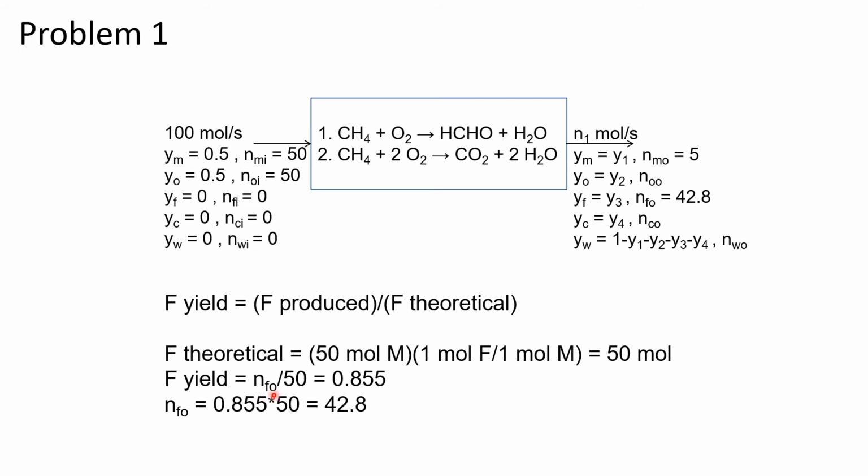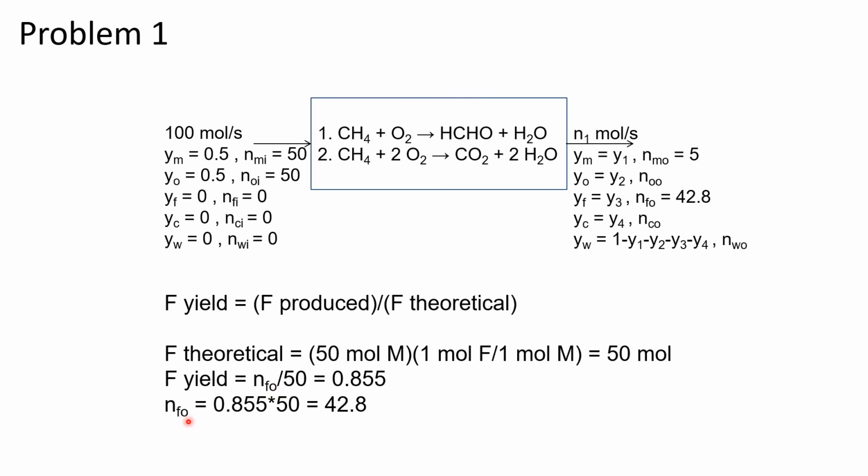Well, the amount that's produced is the formaldehyde out minus the formaldehyde in. Since the formaldehyde in is 0, the amount that's produced is exactly equal to the flow rate of formaldehyde out. We'll divide that by the theoretical amount that we could produce, which is 50, and set that equal to 0.855. We're going to assume 85.5% conversion, or yield, 85.5% yield.